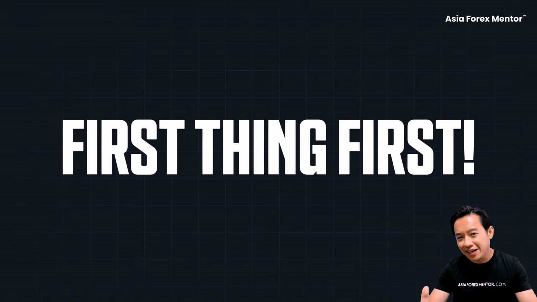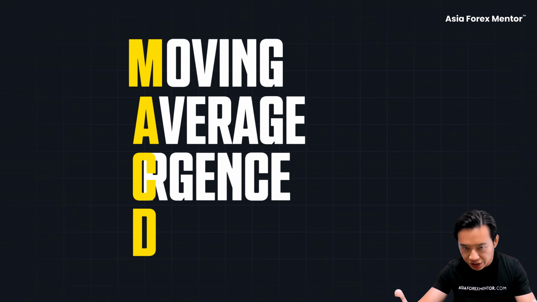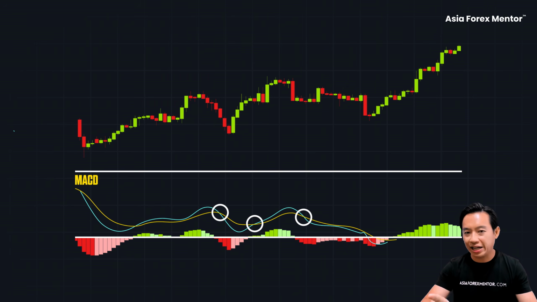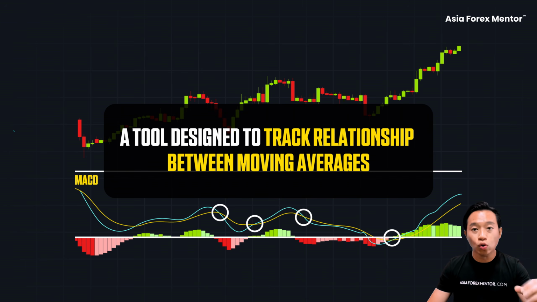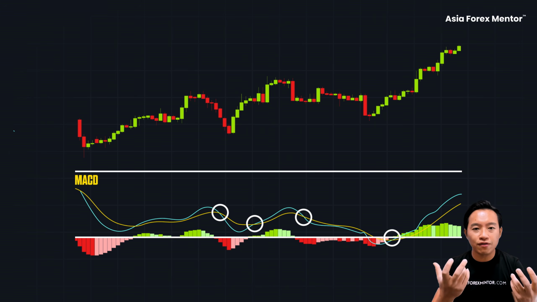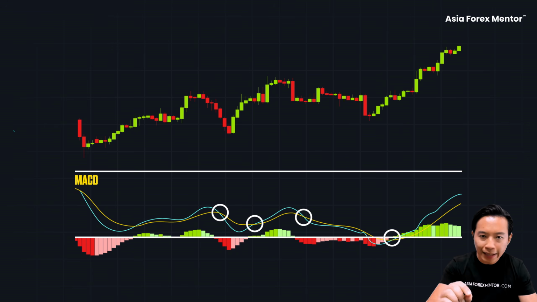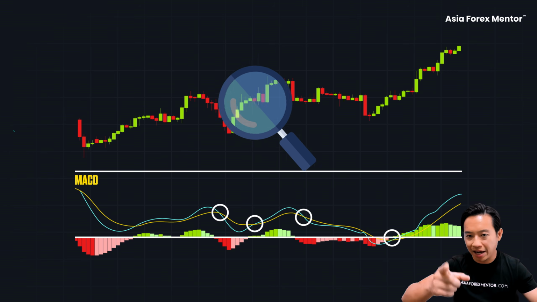Okay, so first things first, the MACD, or the moving average convergence divergence. It's more than two lines crossing on your chart, right? It's at the bottom, usually the MACD is at the bottom, right? At its core, it is a tool that is designed to track the relationship between moving averages. So what does this mean actually? Instead of just staring at the candlesticks or the bar charts, the MACD at the bottom gives you a different lens to look at the market itself.